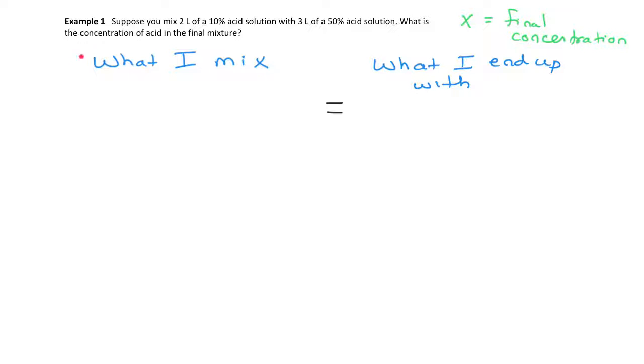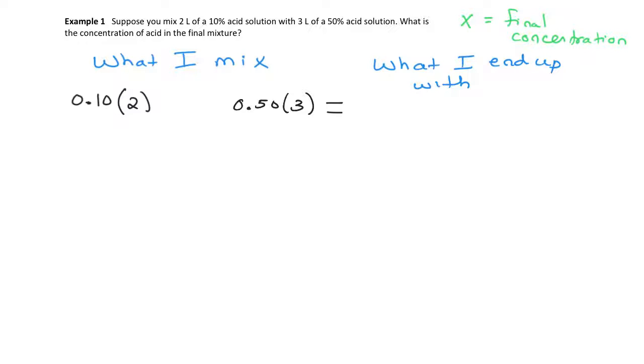To start with, what I mix: I'm going to start with this 2 liters of a 10% acid solution. I'm going to take 10% and write it as a decimal, so that is 0.1. And I'm going to multiply that by 2. That is the percent times the amount, and that tells me how much acid is in the first solution. If I do that same thing for the second solution, it's 50% of something, and we have 3 liters. That is the amount of acid in the other solution.